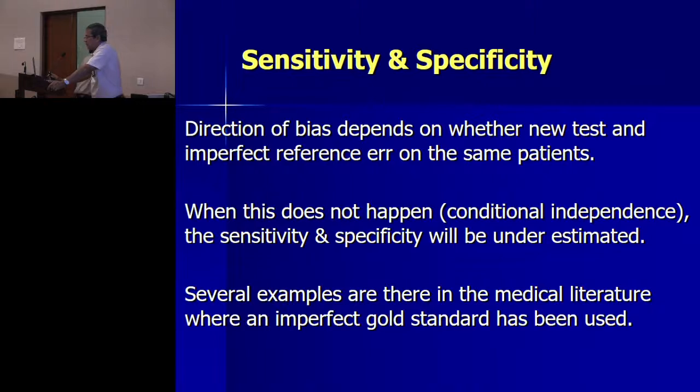So when you look at sensitivity and specificity, what happens to that? The direction of the bias depends on whether the new test and the imperfect reference err on the same patients. Mistakes can happen with the so-called gold standard, which is less than perfect, or with the index test, either differing on the same patients or on different patients, that we don't know. When this does not happen, that is conditional independence, the sensitivity and specificity will be underestimated. So if they don't err on the same patients, they are totally different, then it's called conditional independence. Several examples are there in the medical literature where an imperfect gold standard has been used.